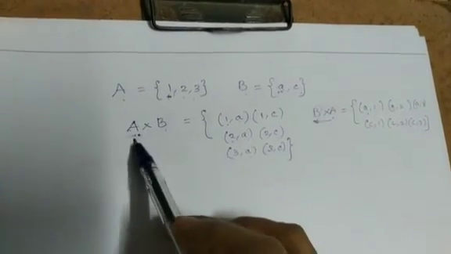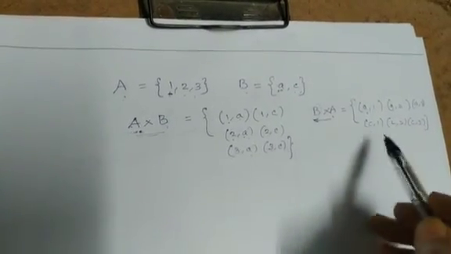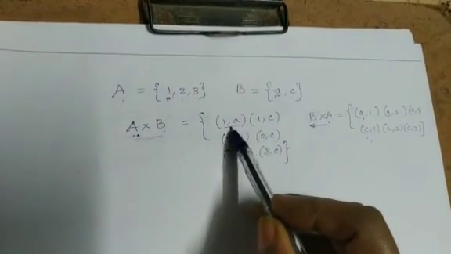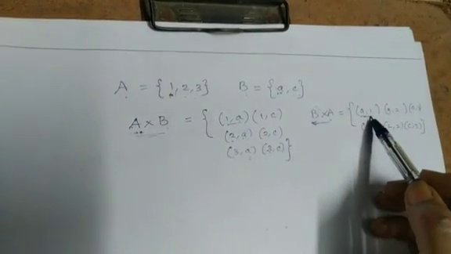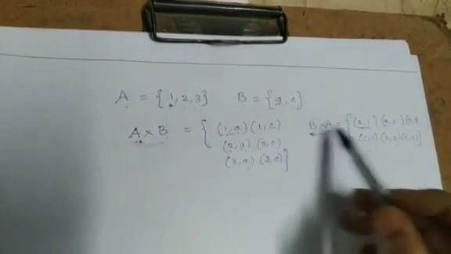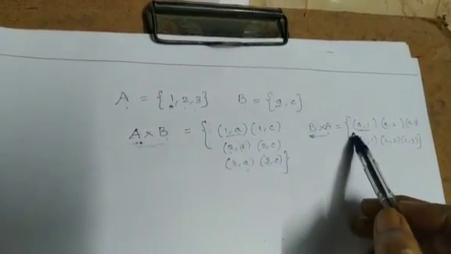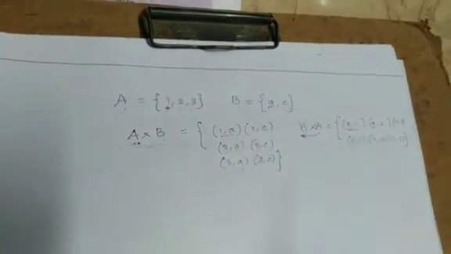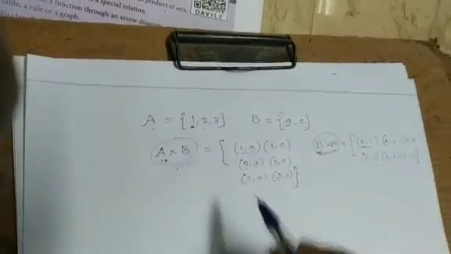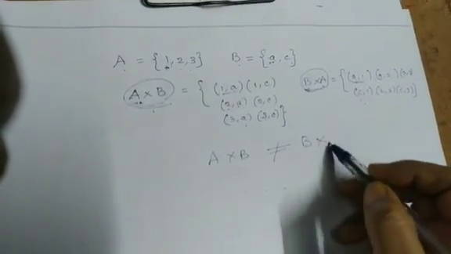So B cross A and A cross B, see the answers. Are these answers all equal? They are not the same. (1, a) is not equal to (a, 1). I already explained to you, these two pairs are not the same because the elements are okay, but their positions are not the same. Hence, these two Cartesian products are not equal. A cross B is not equal to B cross A.